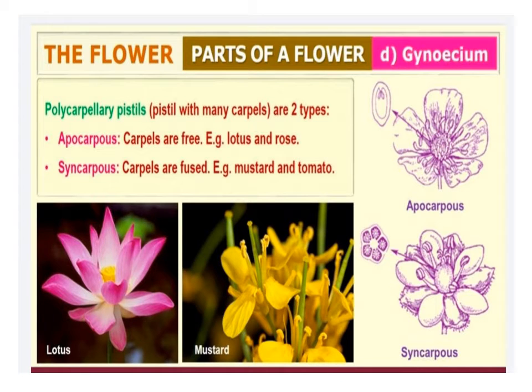When the gynoecium consists of more than one carpel, the carpels may be free, apocarpous, as in rose and lotus, or fused, syncarpous, as in tomato and mustard. After fertilization, ovules develop into seeds and the ovary matures into the fruit.